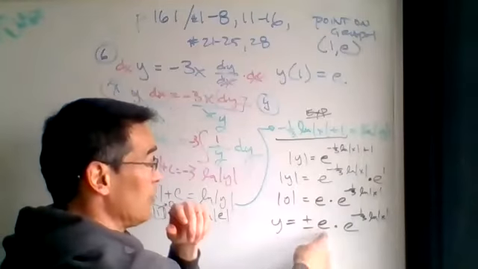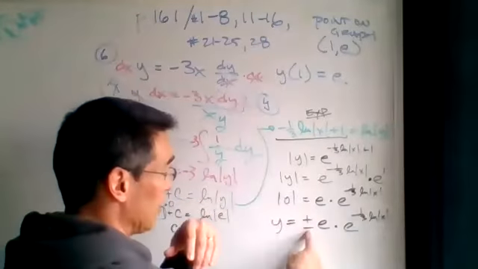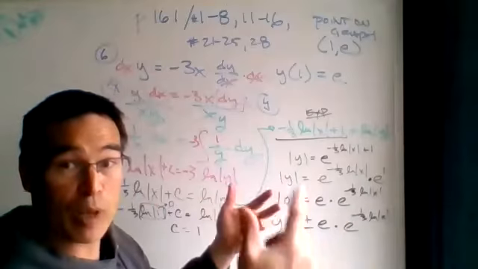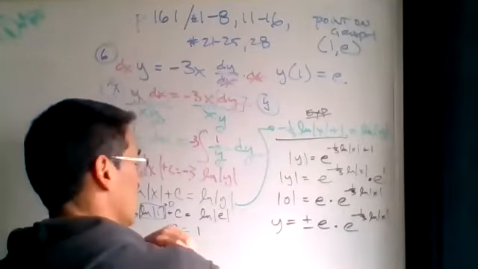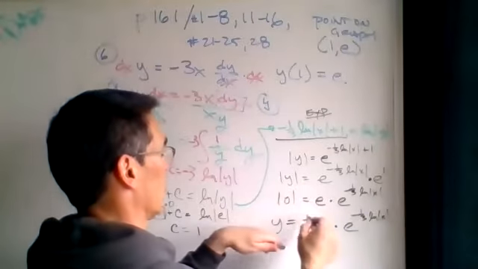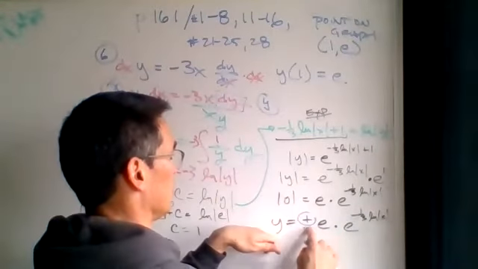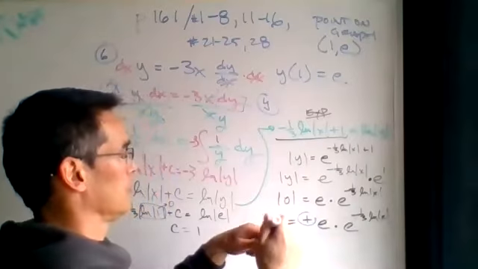If it's negative in front, I'll get out a negative e as my result when I put 1 in. I need to get out a positive e. And so this is what we want. Okay?